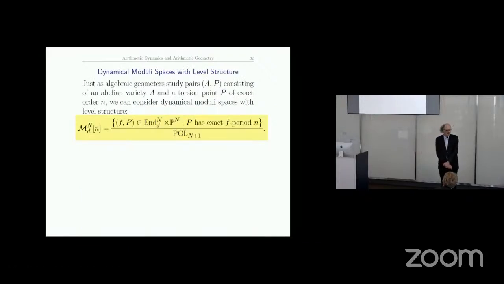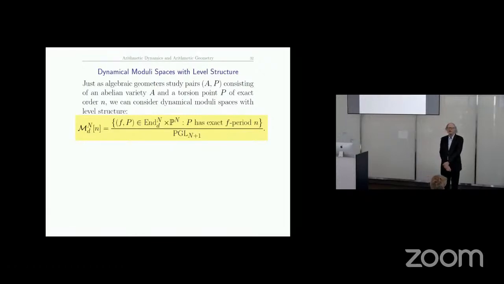So in the last couple minutes, I want to take these moduli spaces and add what's called level structure, which again is a standard thing to do in algebraic geometry. We could look at the moduli space of all abelian varieties, or we could look at abelian varieties together with a point of order n.